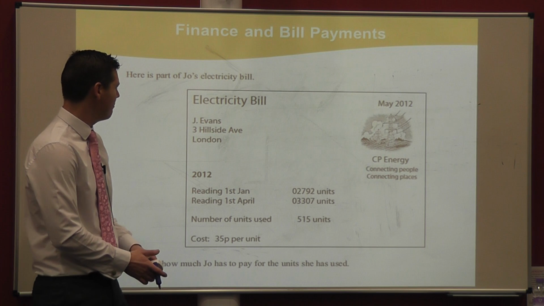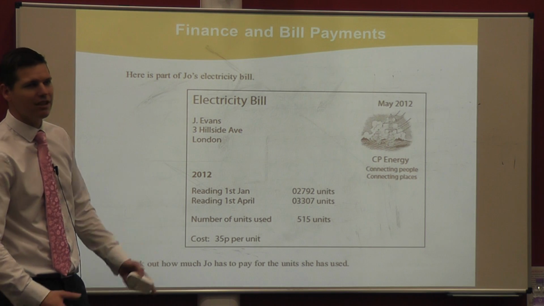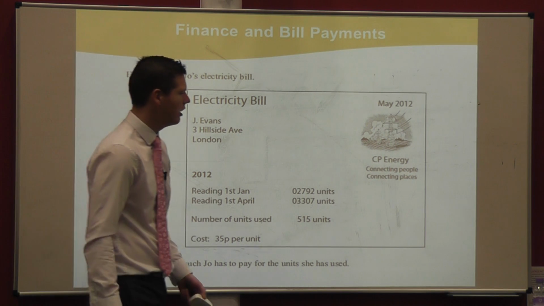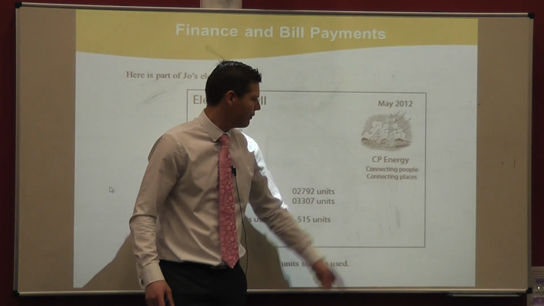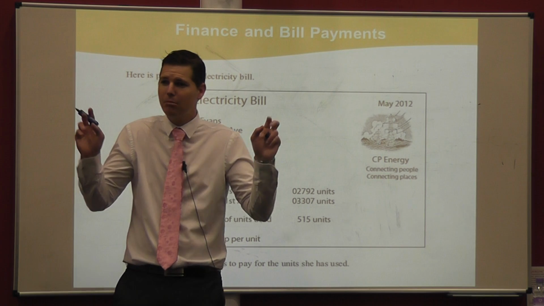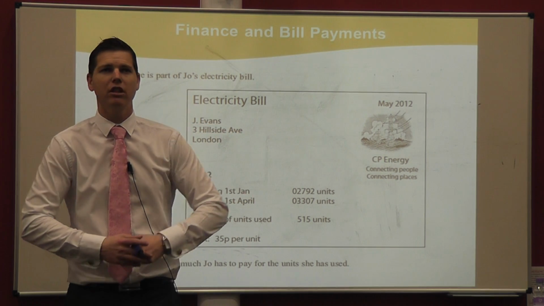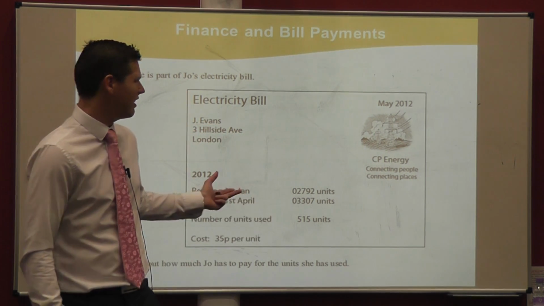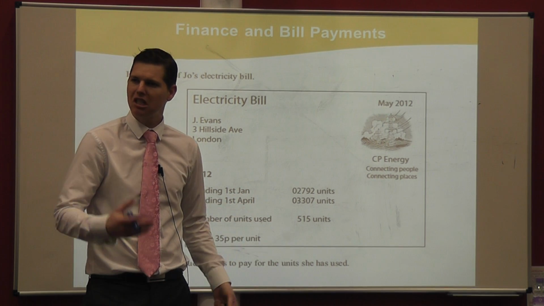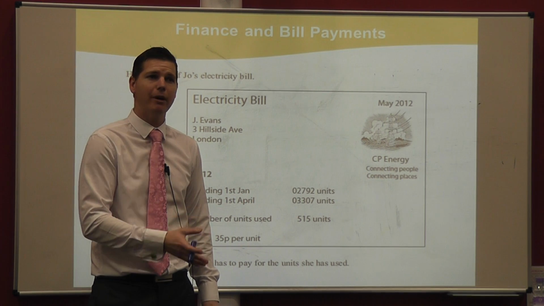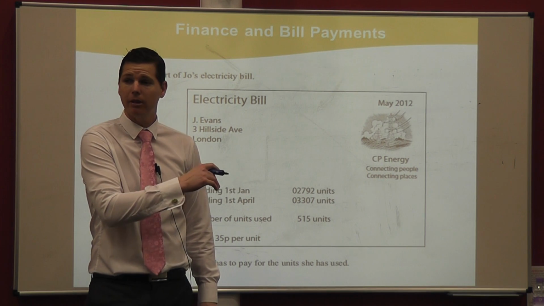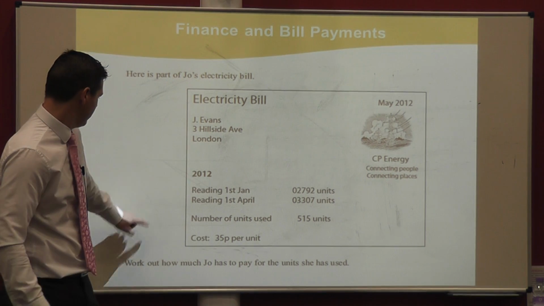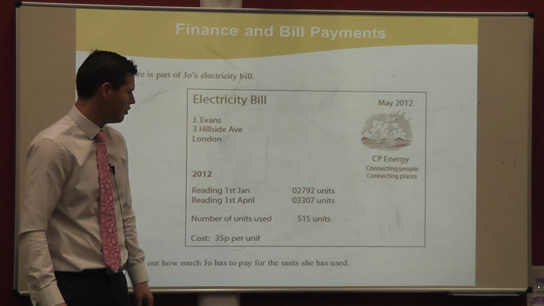So in the exam, you're going to look at this. Again, it's another one where you get actually quite a bit of information. I couldn't care less that CP Energy have the phrase, connecting people, connecting places. It's just information that's given to you, because that sort of stuff does go on bills, but you need to cut to the chase and get to the important information. Just the same as the ferry question that we did in the last paper. So here, work out how much Joe has to pay for the units she has used.